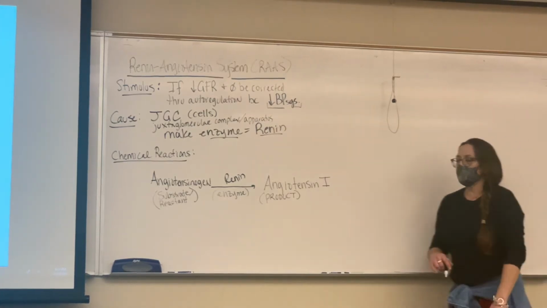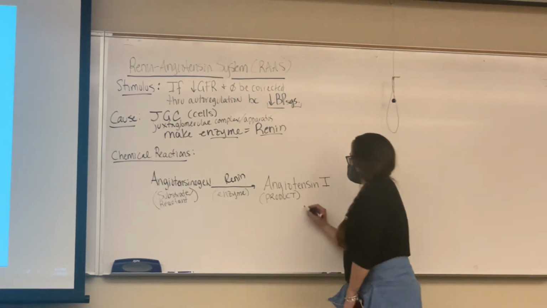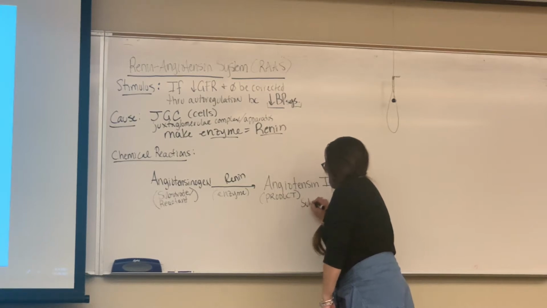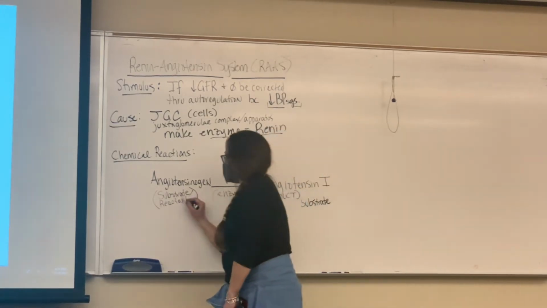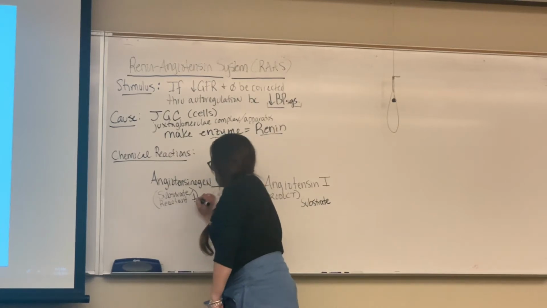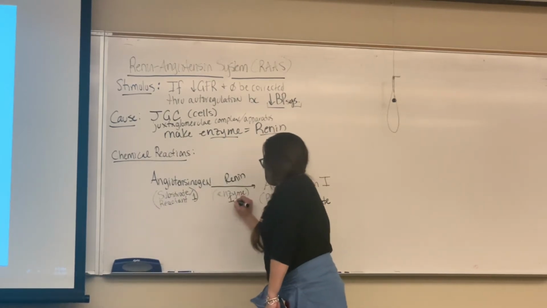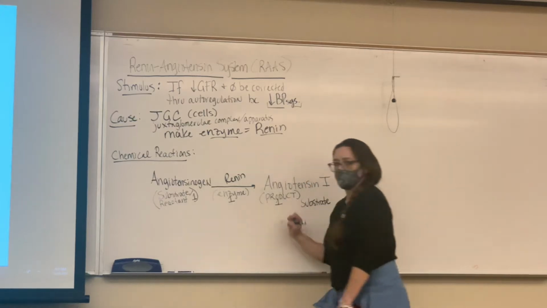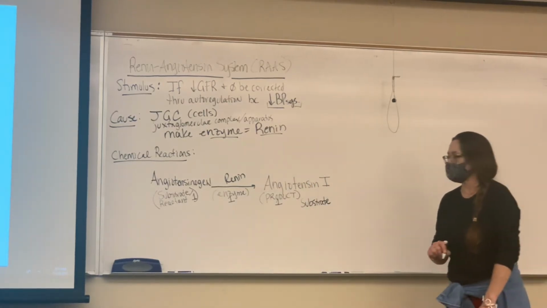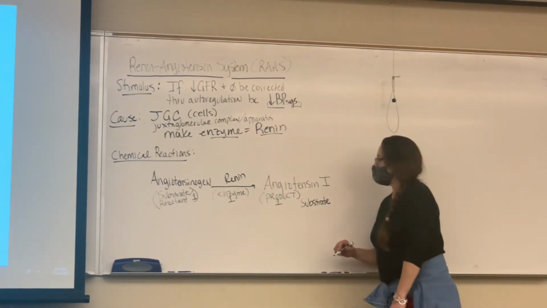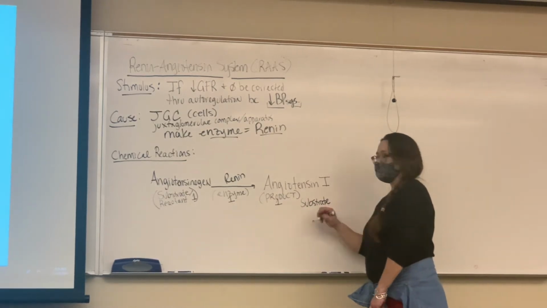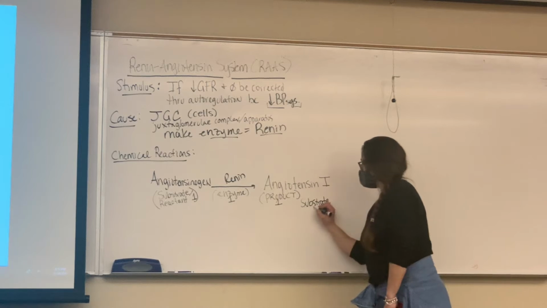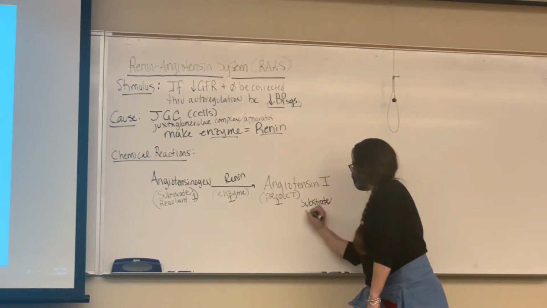Now, angiotensin 1 becomes the new substrate for our next chemical reaction. So I'm going to do it like this. I'm going to call this substrate 1, enzyme 1, product 1. Okay, that's our first chemical reaction. Second chemical reaction, the product becomes the substrate for the second chemical reaction. So I'm going to call this substrate or reactant 2.